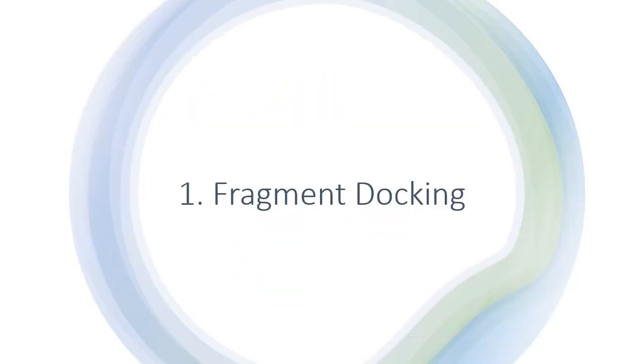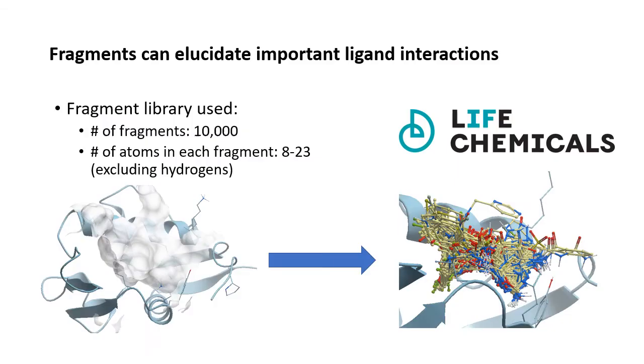First, let's take a closer look at the fragment docking step. As its name implies, fragments are very small molecules, with lower molecular weight than the typical ligand. Their size gives them the freedom to bind to the receptor in the most favorable conformation possible, essentially creating a map of all the interactions that a ligand can make with the receptor. In this demonstration of the method, 10,000 fragments from a Life Chemicals fragment library were used for docking. In this library, fragments ranged from 8 to 23 atoms in size, excluding hydrogens.